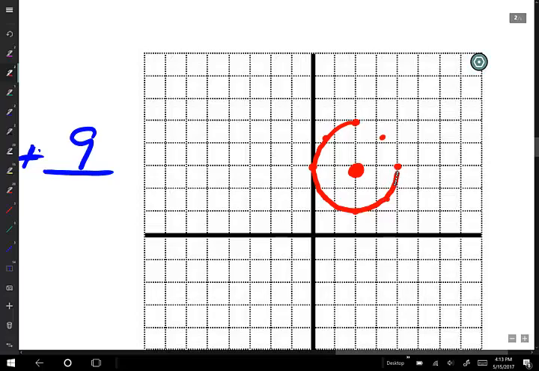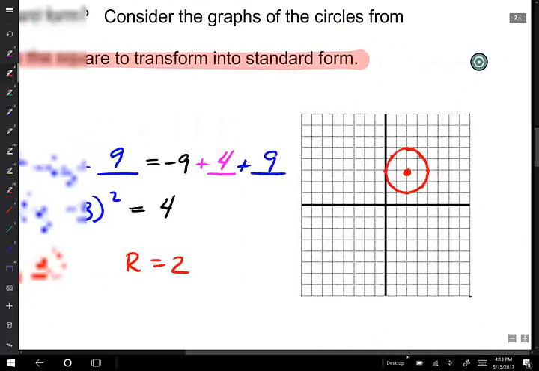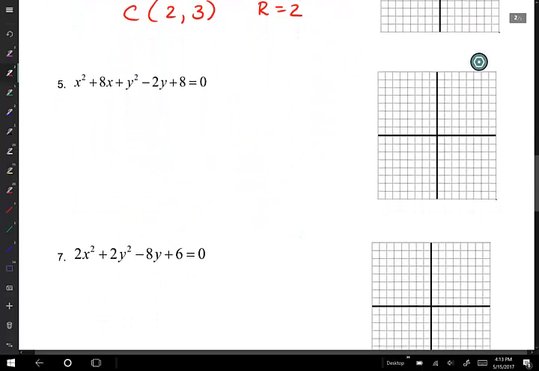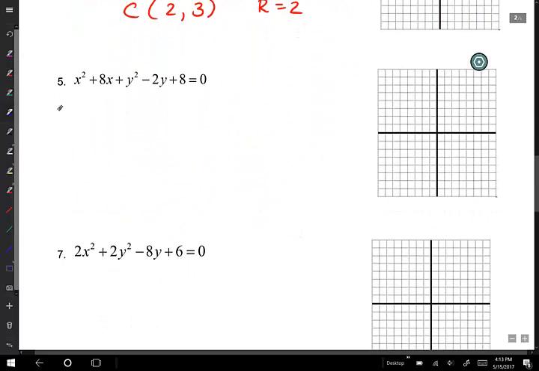There we are. Okay, let's look down at example 5. Here we have x squared plus 8x plus blank, plus y squared minus 2y plus blank, equals, and I'm going to move the 8 over, making it negative. And I'm going to put my blanks back in. There's my blank for my x squareds. There's my blank for my y squareds.